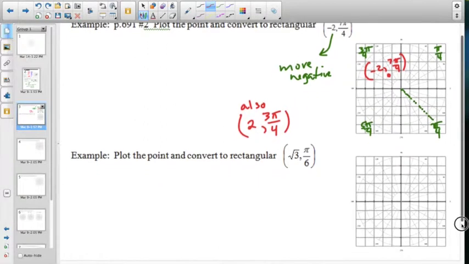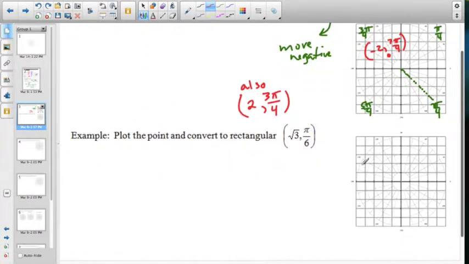If we take a look at this one, we have the square root of 3, pi over 6. So our pi over 6 is right here. That's the same as saying 30 degrees. And the square root of 3 is about 1.7. So looking at that, we're about 1.7, so we're about right there. And now we're going to go ahead and, in fact, I forgot to convert the other one, but we'll convert this one first. So I'm going to go ahead and draw my right triangle there.